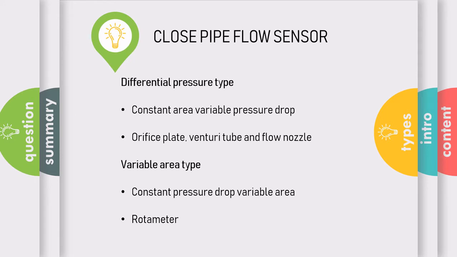The two main types of closed conduit flow meter are the differential pressure and variable area type. Differential pressure uses the principle of constant area, variable pressure drop. Some of the examples are the orifice plate, venturi tube, and flow nozzle. Variable area type works with a constant pressure drop and constantly changing area. Rotameter is an example of it.